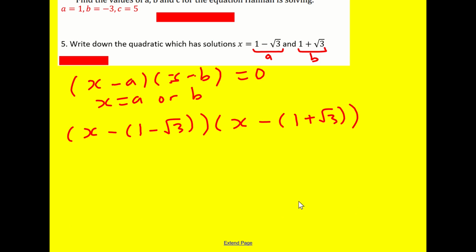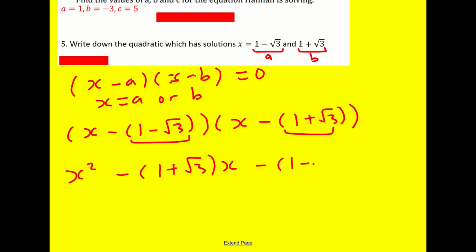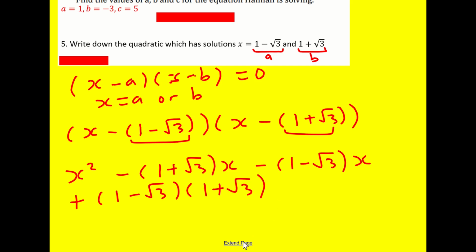But it doesn't want me to leave it like that. It wants me to simplify it. So first things first, whether you expand the bracket here or not, arguably it might be easier to not do it. So I'm going to leave the bracket in. When I expand this, I'm still going to treat this as a and this is b. So I'm going to get x squared minus (1 plus root 3)x minus (1 minus root 3)x, plus, and then it's a double negative, so I'm actually going to get (1 minus root 3) times (1 plus root 3). Still doesn't look particularly nice, but let's just keep going.